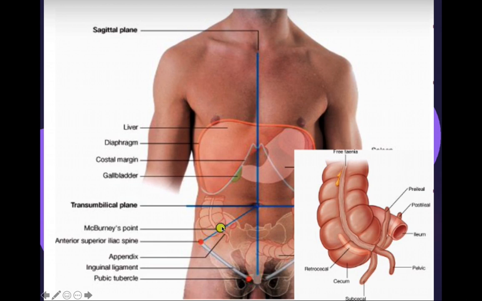That's called McBurney's point. Now you could do rebound tenderness, where you push straight down with the fingertips on the belly, and usually you'll feel severe muscle guarding to protect it. When you push in, it may be sensitive, but it's more painful when you quickly remove your hand and rebound away from that region. It becomes very, very painful and sensitive. Okay, that's called McBurney's point. It's halfway between the umbilicus and the anterior superior iliac spine.